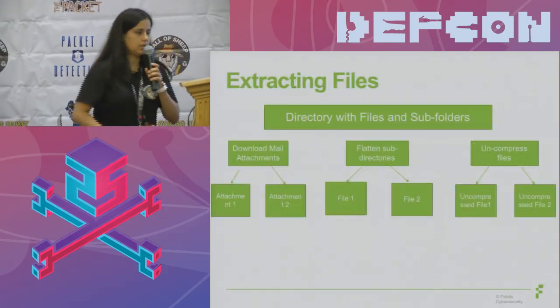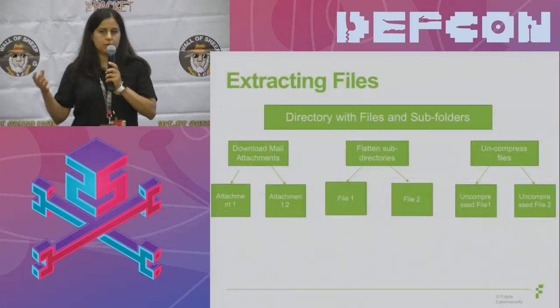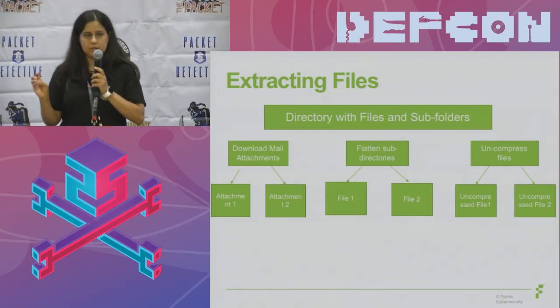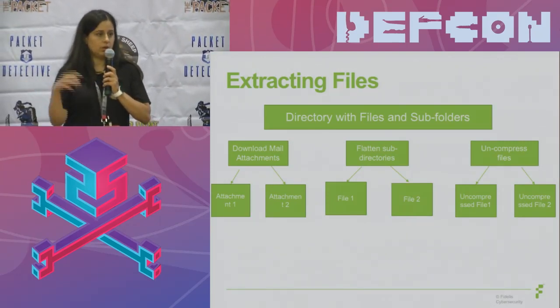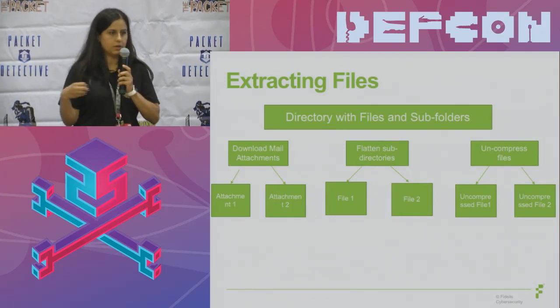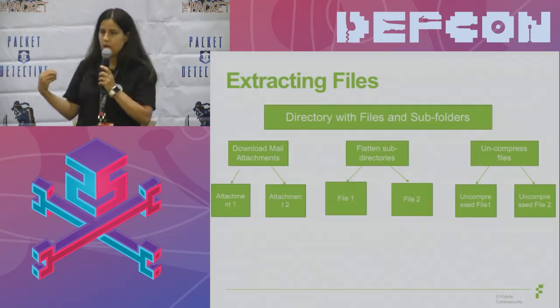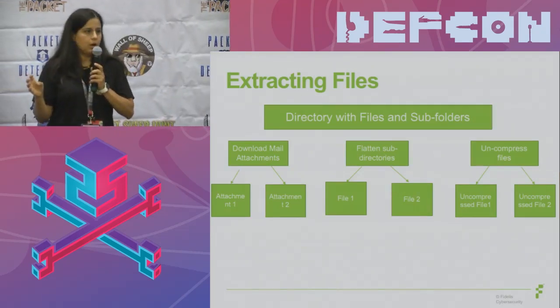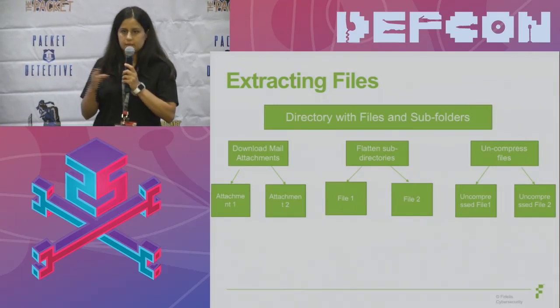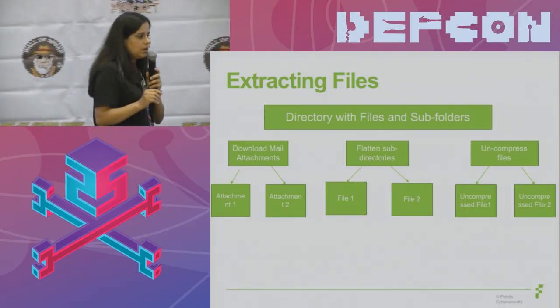Extracting files is done first. Mainly what you need is a directory on your Linux box, and you dump all of the subfolders and files that you want, any type. It could be compressed, it could be JSON, it could be encoded MIME. And it goes through each single one of them and starts extracting the files.